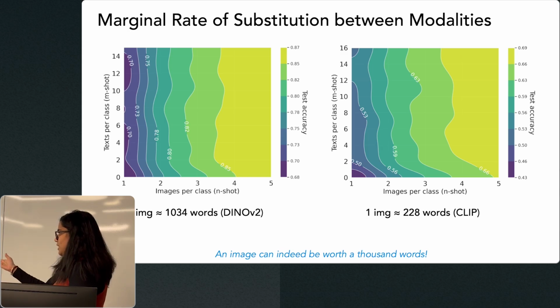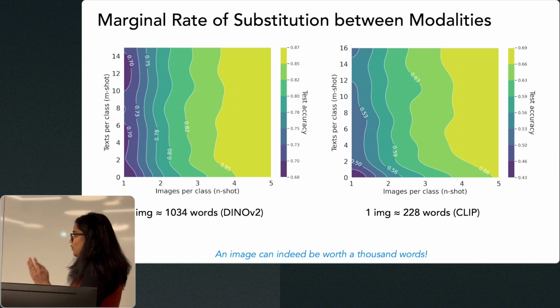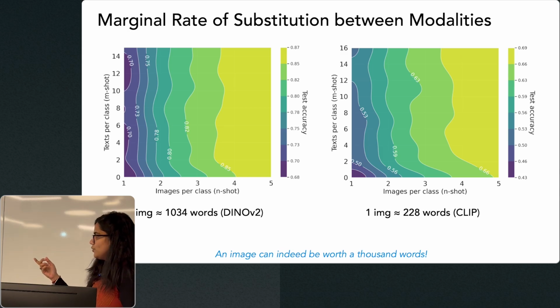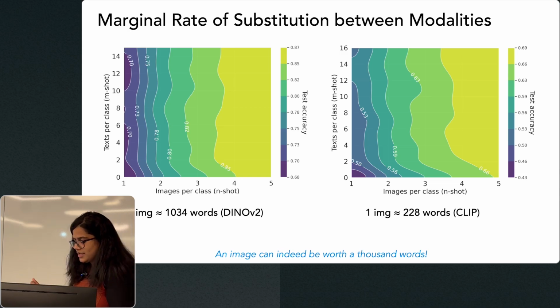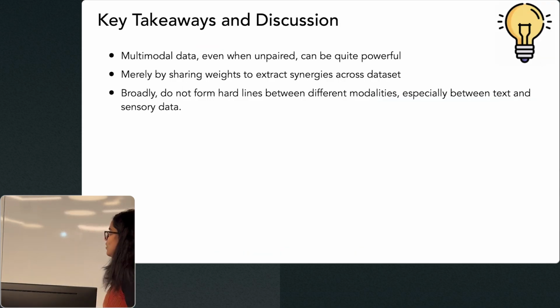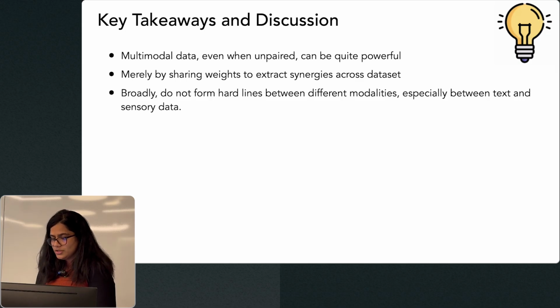And on the right, we have an aligned model, which is CLIP. For aligned models, because they already know how images and text relate to each other, your conversion ratio is much smaller. So an image is worth 228 words in this case. So that's all about the project. Now coming to the key takeaways and discussion.